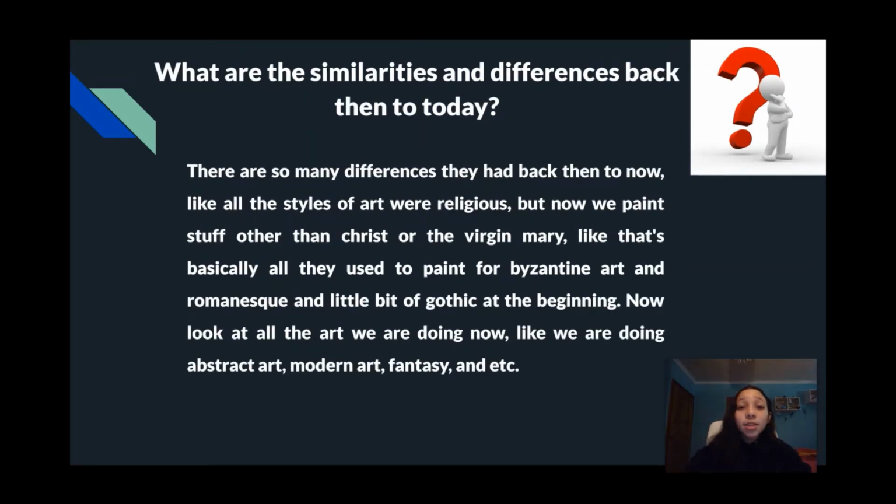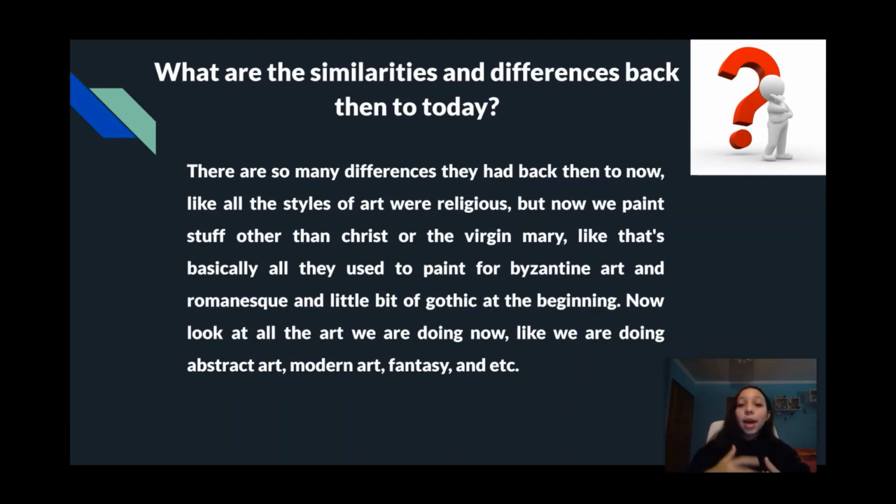There are similarities and differences from today. There are so many differences and similarities from today and back then. Some differences from now and back then were that back then they were so religious, and they only had three styles and all of them were religious. But now we have so many different styles, like modern, abstract, and fantasy, and all they did was Christ and Virgin Mary in Byzantine art.